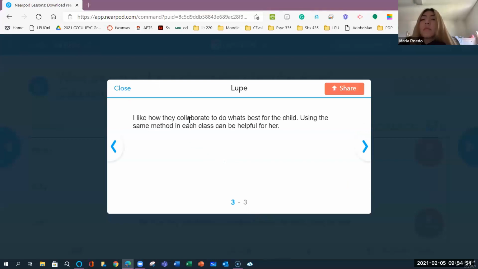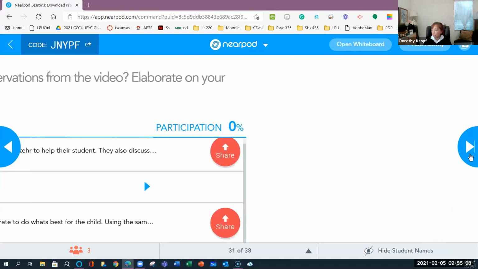Let's go to Lupe. I just like how they're collaborating to do what's best for the child, and they're using the same method in each class, which can be helpful for her, like the consistency. Yep. Collaboration is the key. All right.